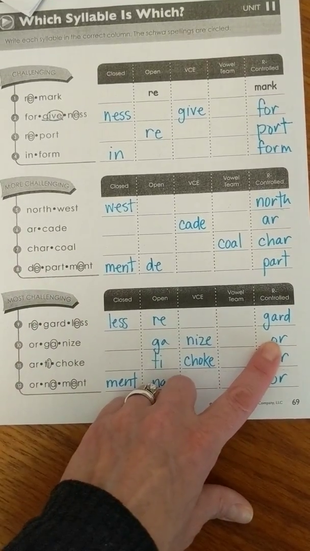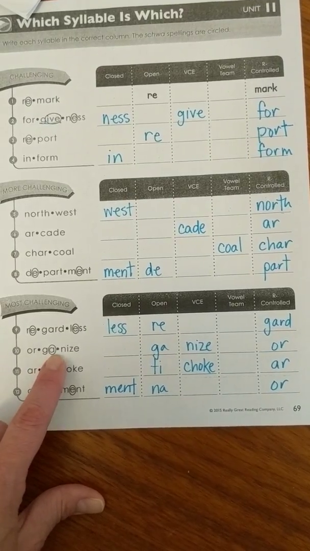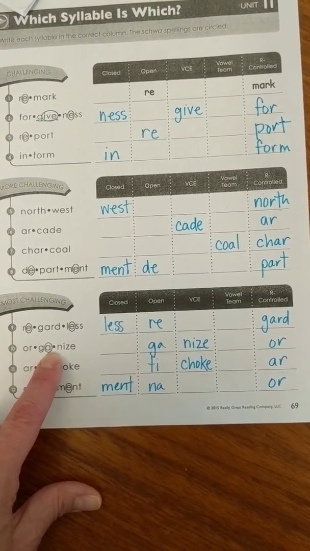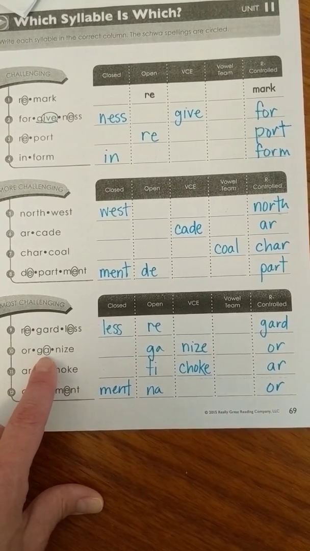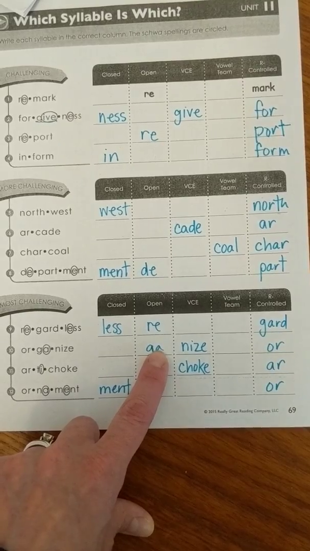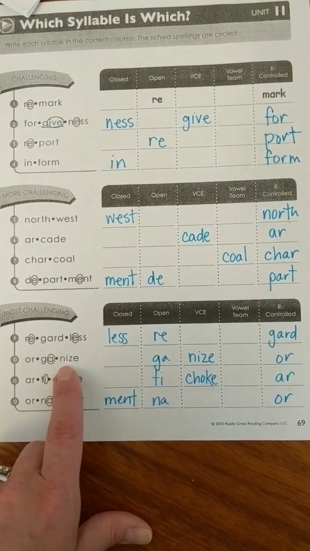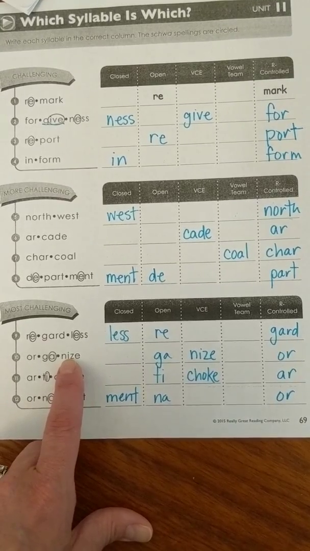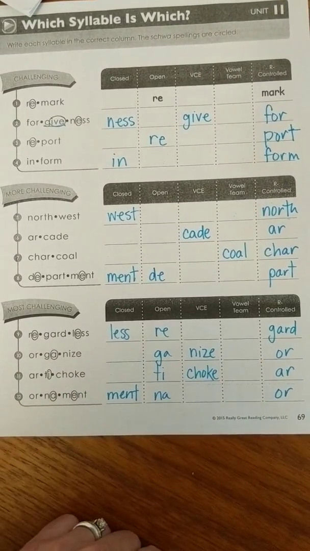So we've got our R controlled. Now here, this A is flexing to the schwa. It doesn't say A, it says uh, or. Now, even though it's flexing to the schwa, because there's no consonant after it, it still is going to go in our open syllable. And then nize, we've got a vowel consonant E, and that I is saying its long vowel sound, so it goes in our VCE column.